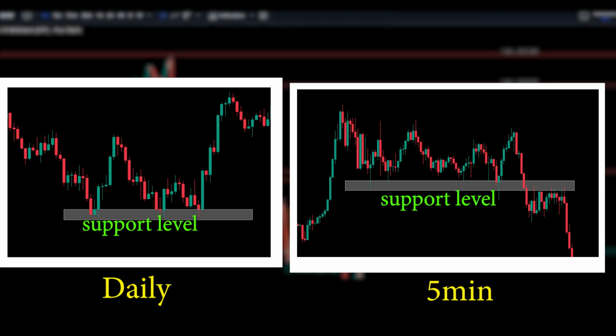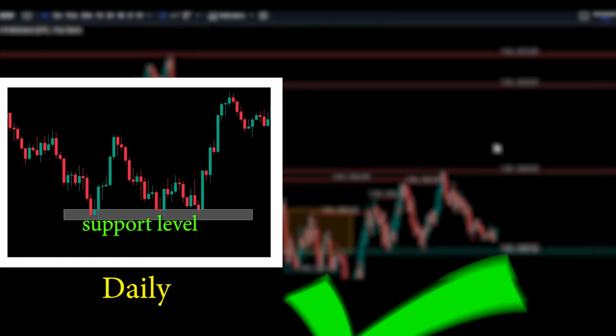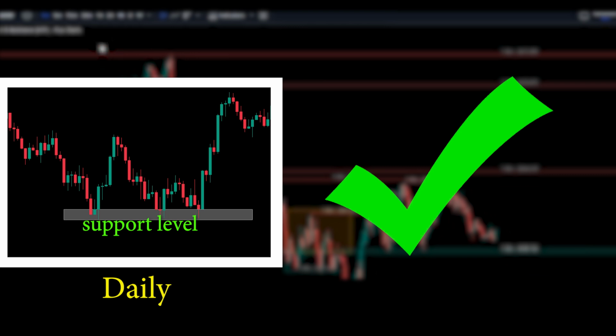Personally, I use the daily time frame with this indicator. However, if you prefer to work in lower time frames or are interested in scalping, be patient because I have a good solution for you too.